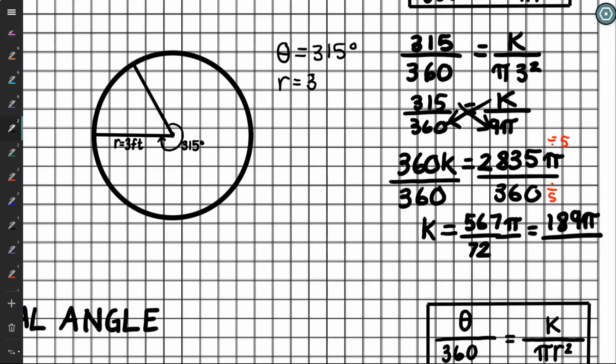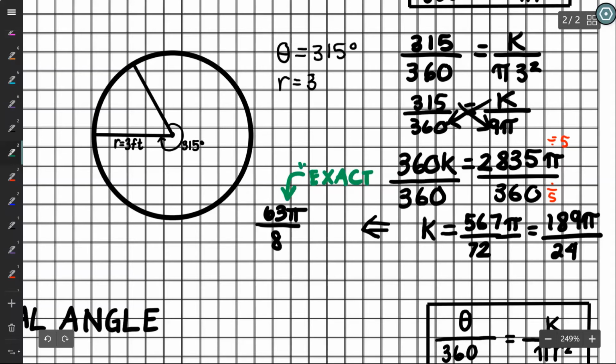This is where it starts to get tricky because you have to keep your numbers in order. So I'm going to divide by 3 again. So 189 divided by 3 is 63 pi over 8. And I think that is, yeah, that's as far as I can simplify it. So again, this is going to be my exact answer. Oh, we're forgetting our units. Feet squared because it's area.